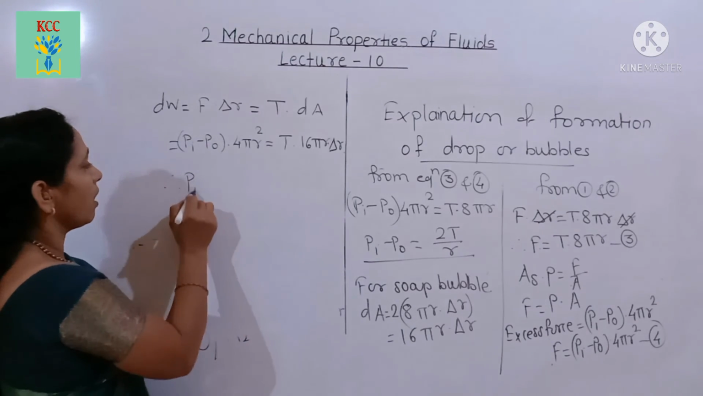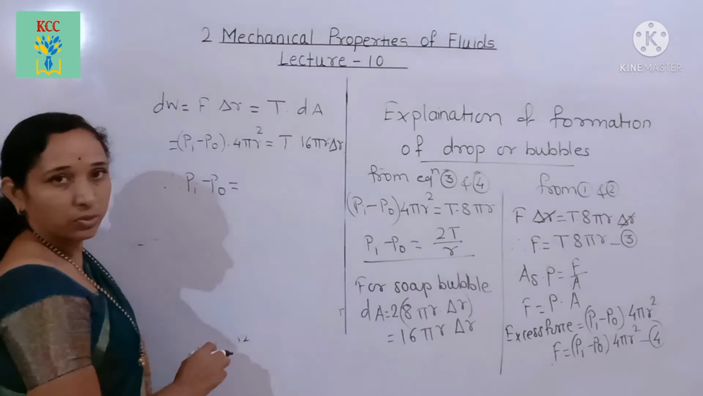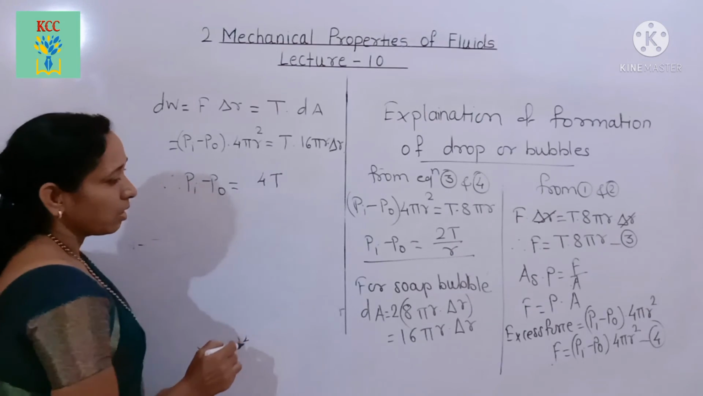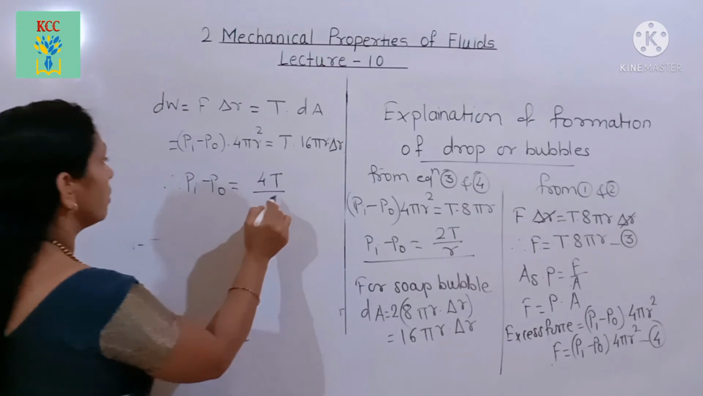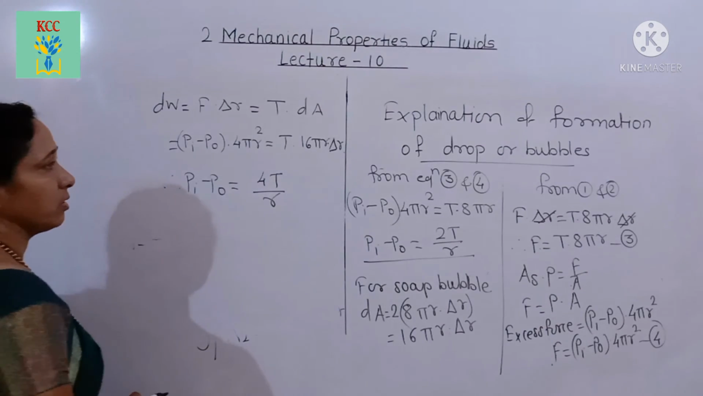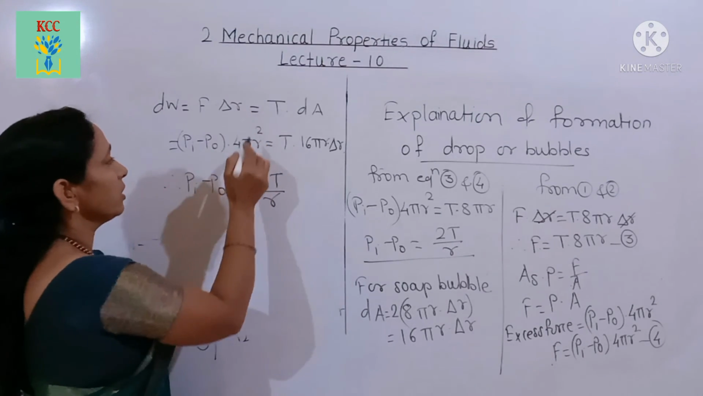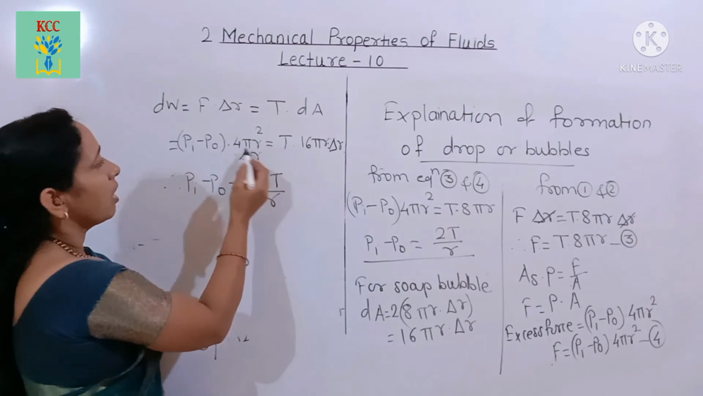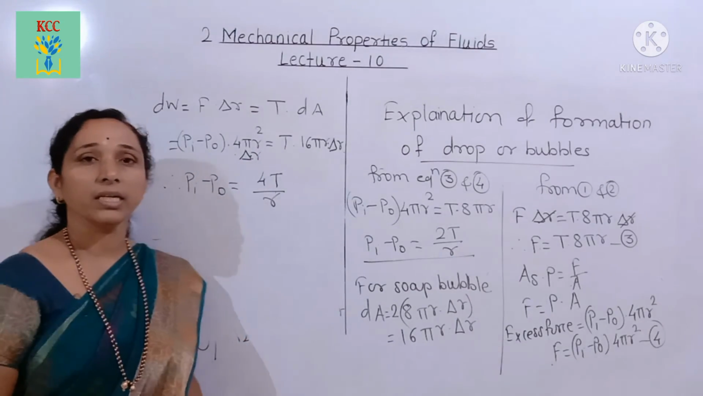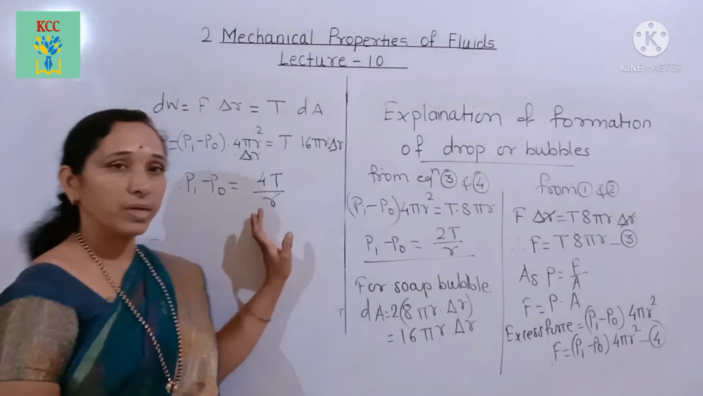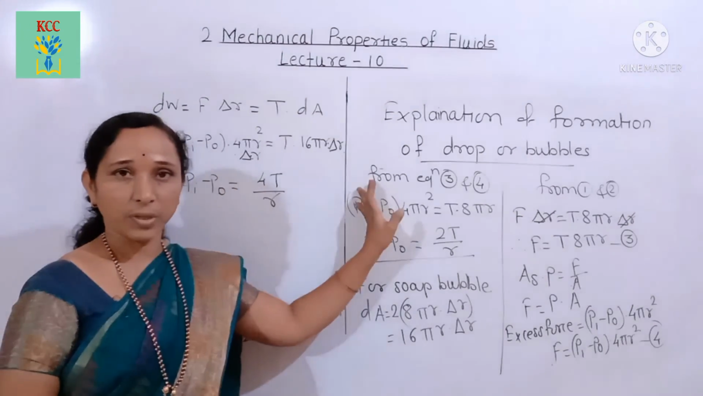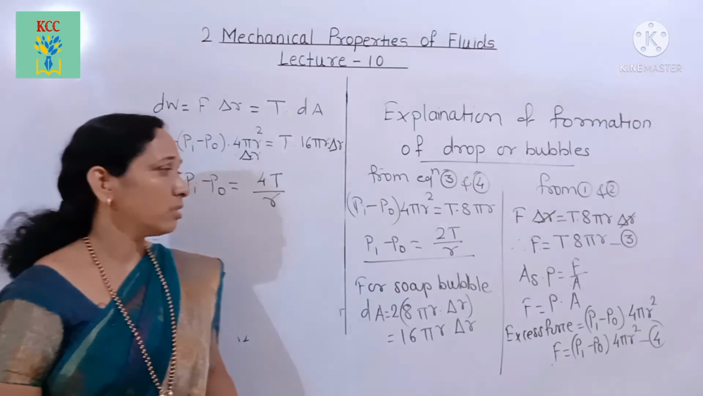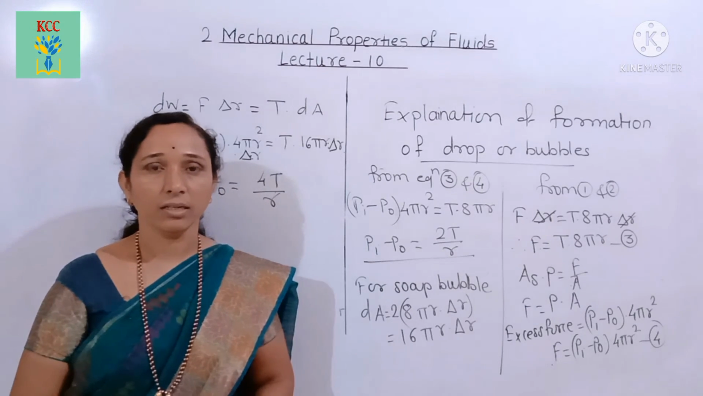Therefore Pi minus P naught, the excess pressure, equals 4T upon R. Delta R on both sides gets cancelled, and we get excess pressure equal to 4T upon R for the soap bubble, and for a drop the excess pressure is 2T upon R. This is the Laplace law for a spherical membrane.